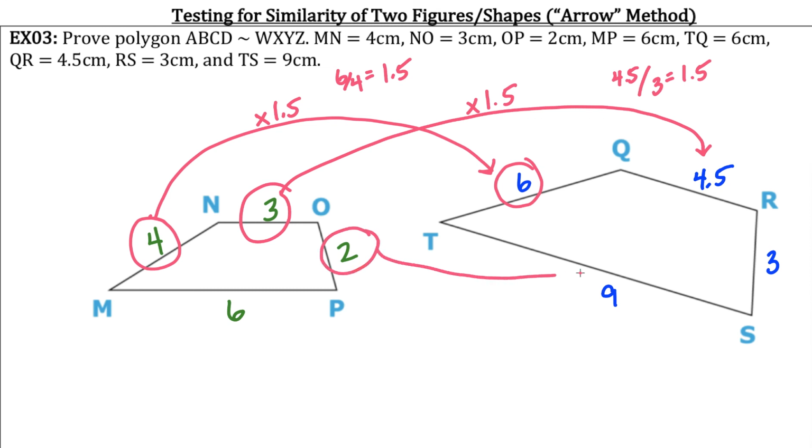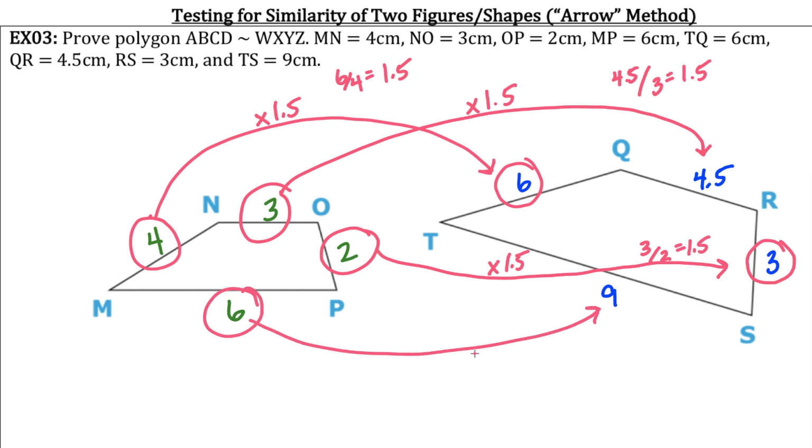I would do 2 to 3. That's 3 divided by 2, which is times 1.5. And lastly, I would do 6 to 9, which I have to do 9 divided by 6, which is 1.5. So they're all being multiplied by 1.5. Remember, you can do it the other way and you'll get a different number. Like 6 to 4 is 2/3. These will all be 0.66, repeating, the other way.